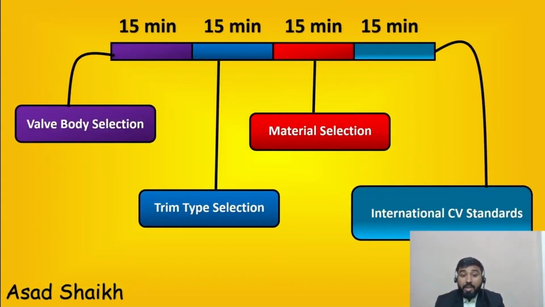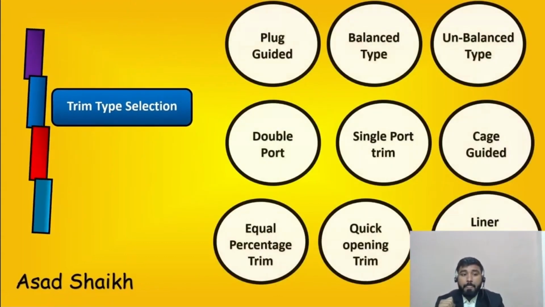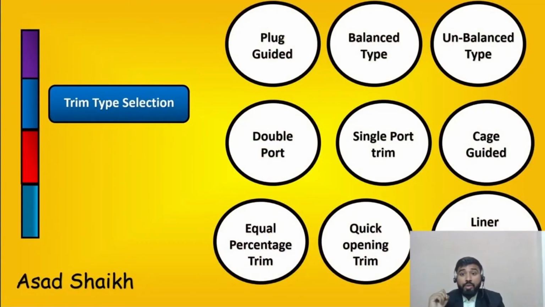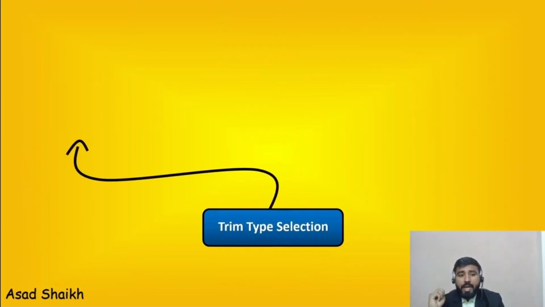Trim type selection. Now this is definitely very confusing, especially when it comes to globe valves. For globe valve trim, you have plug guided trim, balanced type, unbalanced type, cage guided, trim guided, single port, double port. Then you have characteristics like linear, quick opening, equal percentage. With all of these different types, it becomes very confusing how to mix and match them for a particular application. For trim type selection, first I would like to divide it into subcategories, and then we will explore them.